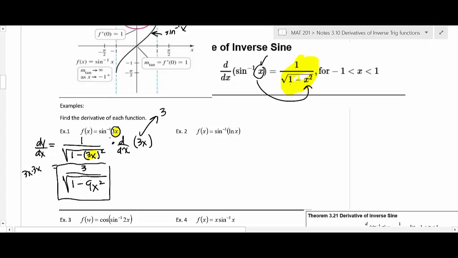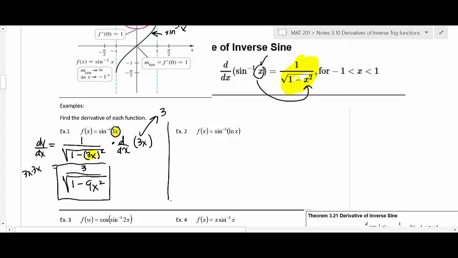Like if that was the inverse sine of a logarithm of something, well, then you would have 1 minus the logarithm squared. You see what I mean? Okay, so it plugs in like that. Everybody with me on that then? Okay, that's pretty straightforward if you know the rule.